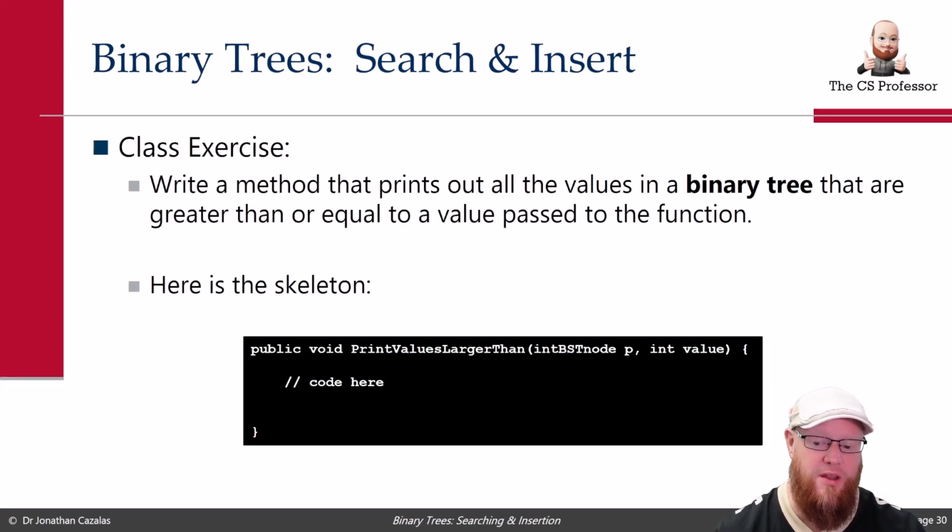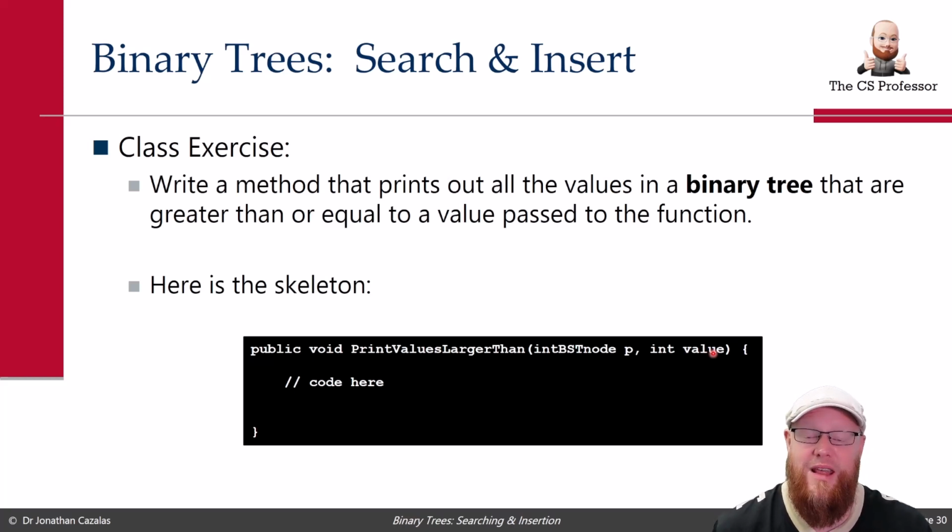One more, I say it's just an exercise. I would encourage you to pause the video and try to solve this one on your own. Write a method that will print out all of the values in a binary tree that are greater than or equal to a particular value that was passed to this method. So here we have a method called printValuesLarger than. We send over the root of the tree and we send over the value that we want to print all nodes that are greater than that value. How would you do this? Pause the video, think about it. I'll leave you with an answer, but I'm not going to code it for you. I'd like you to try coding this one yourself.